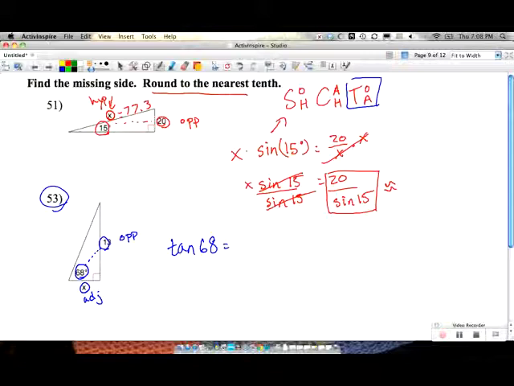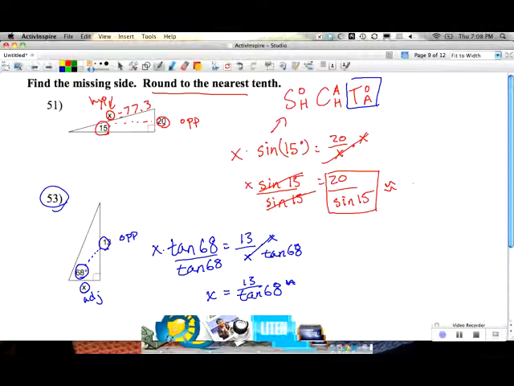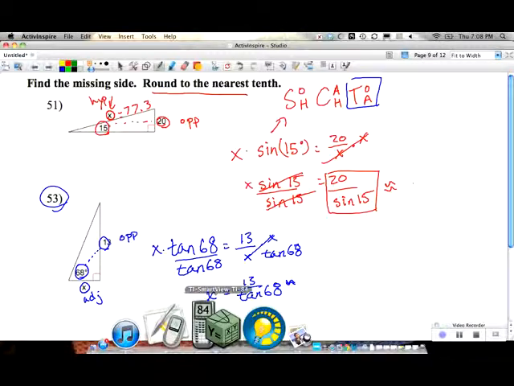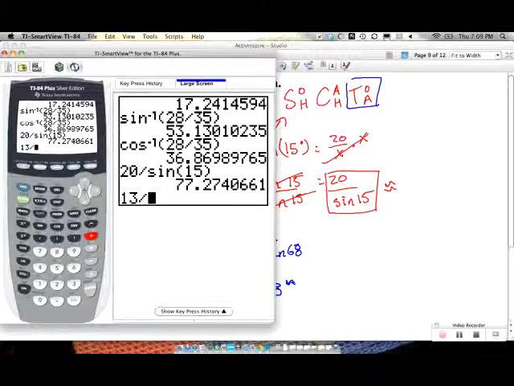Now again, I have that x in the denominator, so let's work our way through this. We can multiply both sides by x. And then we could also divide by tangent 68. That gives me x equals 13 divided by tangent of 68. So let's figure out what that would approximate to using our calculator. 13 divided by tangent of 68. That gives me 5.253. So this x right here is about 5.2.